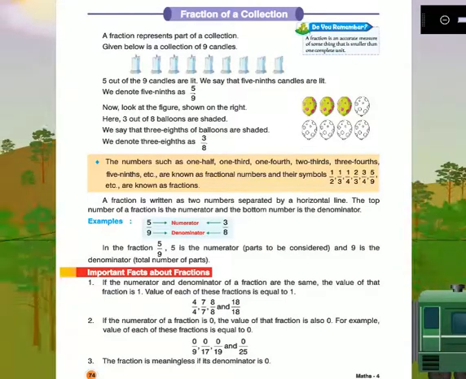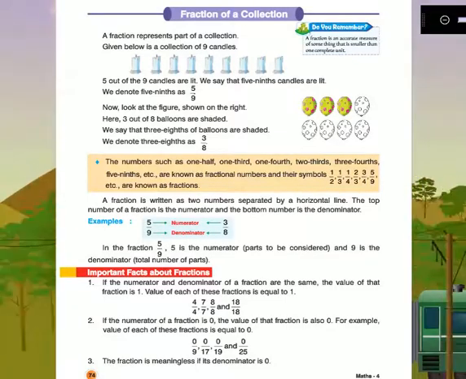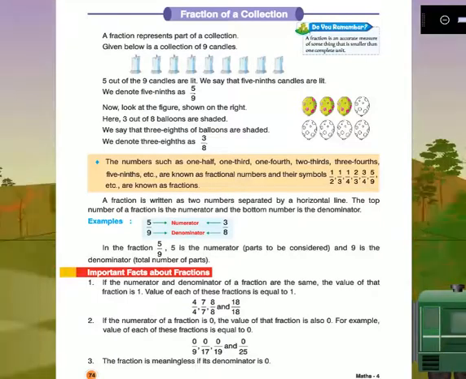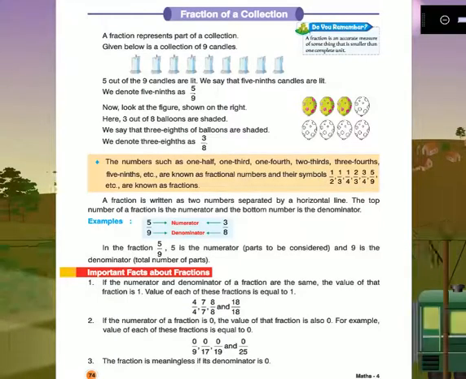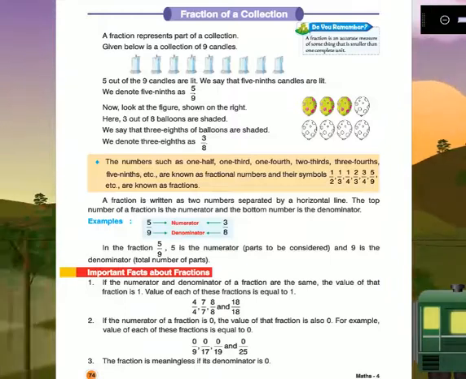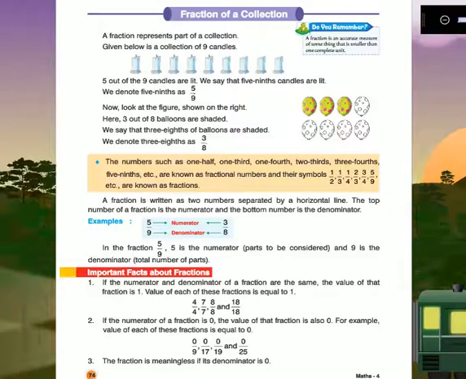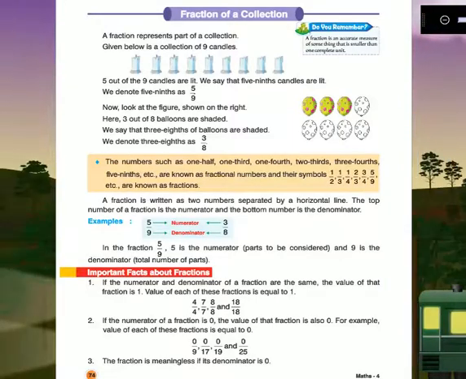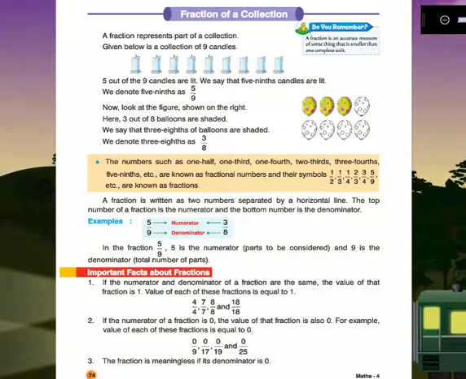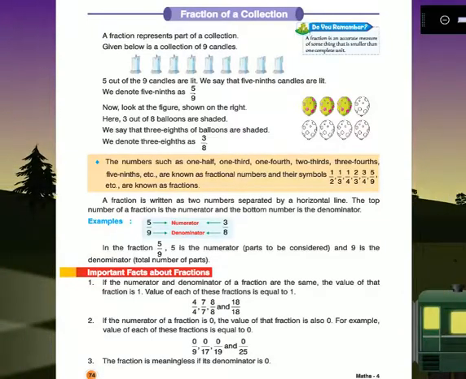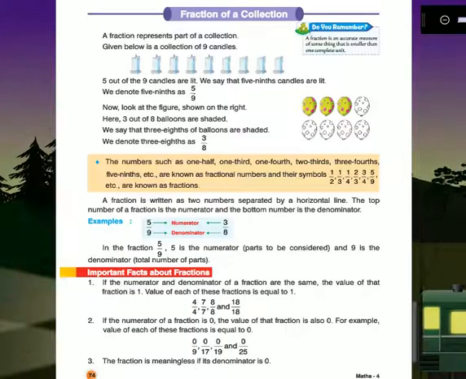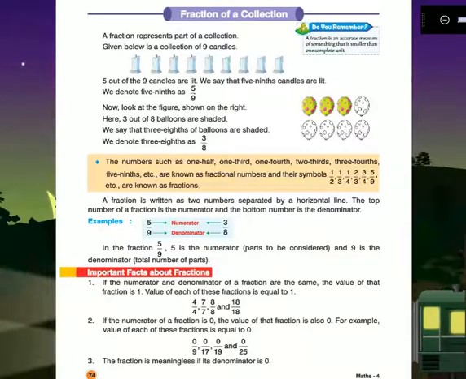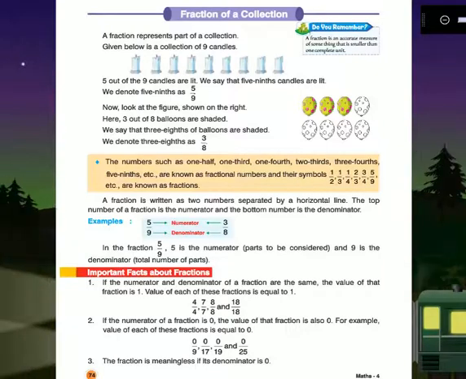The top number of a fraction is the numerator and the bottom number is the denominator. For example, 5 is the numerator, so is 3, and 9 is the denominator, so is 8. In the fraction 5 by 9, 5 is the numerator, or the parts to be considered, and 9 is the denominator, that is the total number of parts.